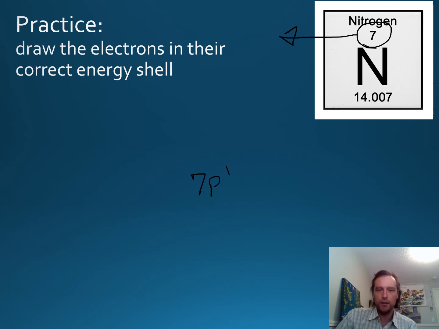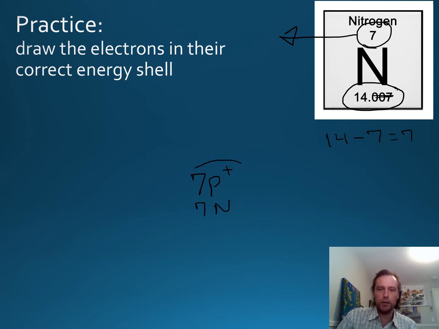7 protons in the nucleus. So that's 7 positively charged particles. Next, I can see the atomic mass is 14 point something something something. I don't need to concern myself with these decimal points because it's basically always 14. There are a few isotopes out there that are heavier than 14, have a little extra neutrons. So 14, that's the mass. So total mass is 14 minus the 7 protons equals 7 neutrons. So there's 7 neutrons. Neutrons have no charge.